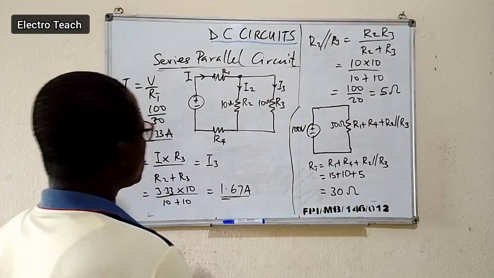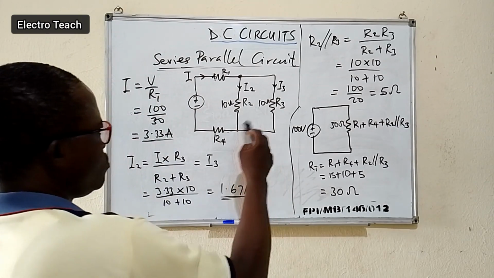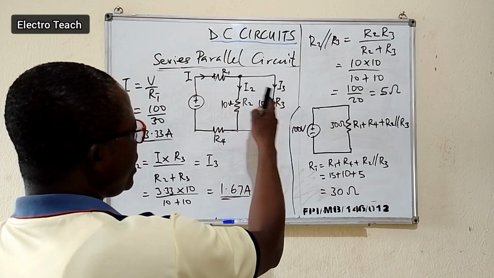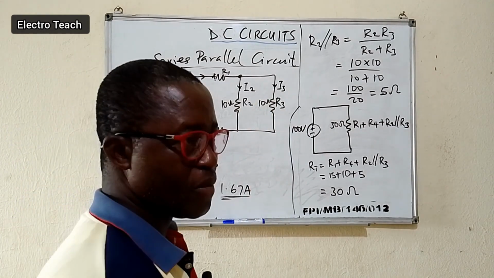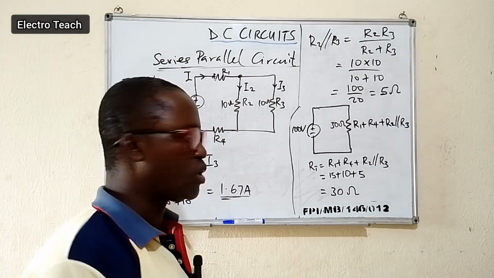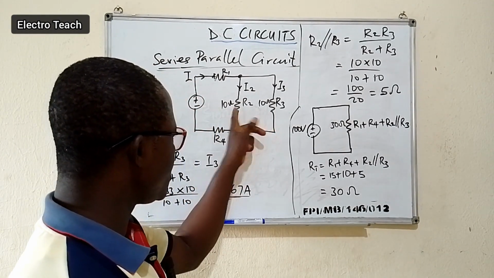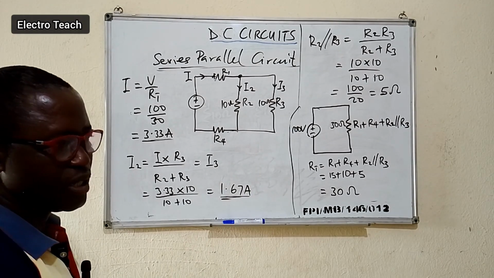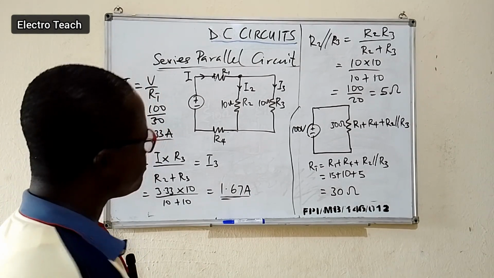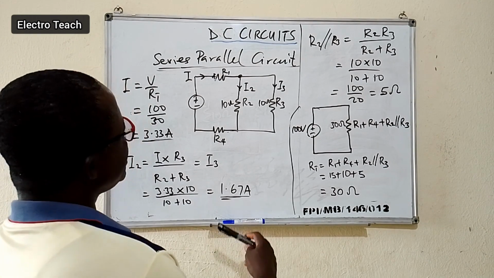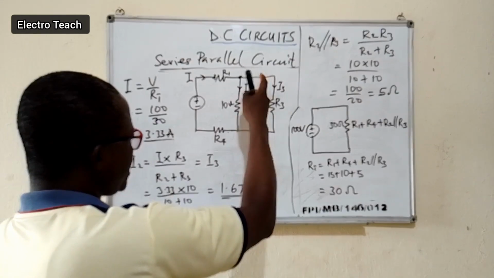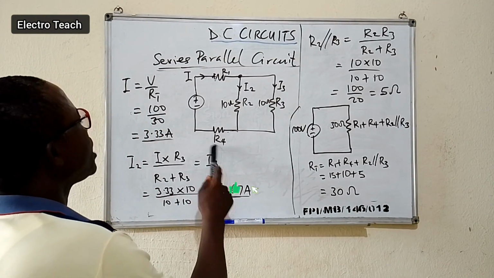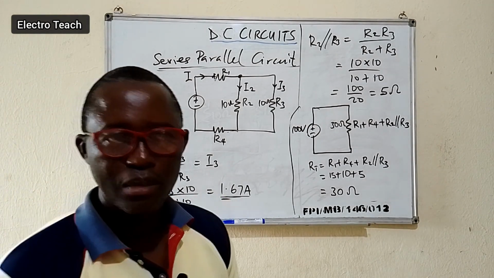Now, in this situation, we have two branches in parallel that have equal value of resistances. In many situations, we won't have it that way. We have different values of resistances. And in that case, this formula, which is the current divider formula, will be applied. And that will lead us into calculating the current in each branch differently. So instead of saying I2 is equal to I3, we have to calculate I2 separately and I3 separately using this formula.